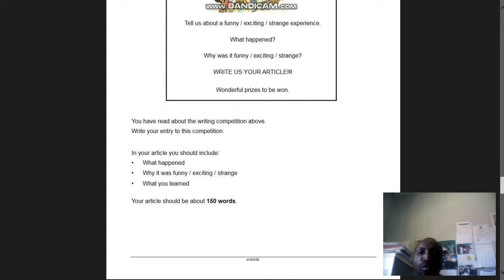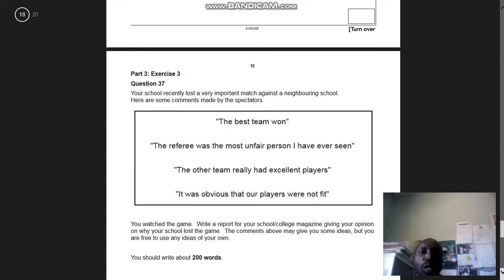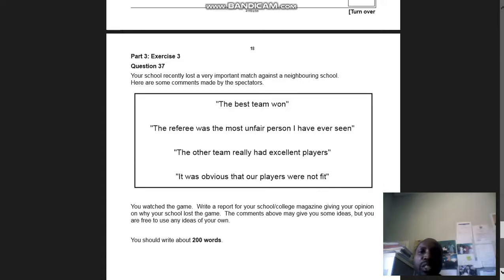Now, let me just quickly move on to, again, a discursive article, moving away from expository. Let's now look at this question, which is based on a discursive article. Now, in this case, your school recently lost a very important match against a neighboring school. Here are some comments made by the spectators. The best team won. The referee was the most unfair person. The other team really had excellent players. It was obvious that our players were not fit. So you can tell that people are giving different views about the match in which our school lost.